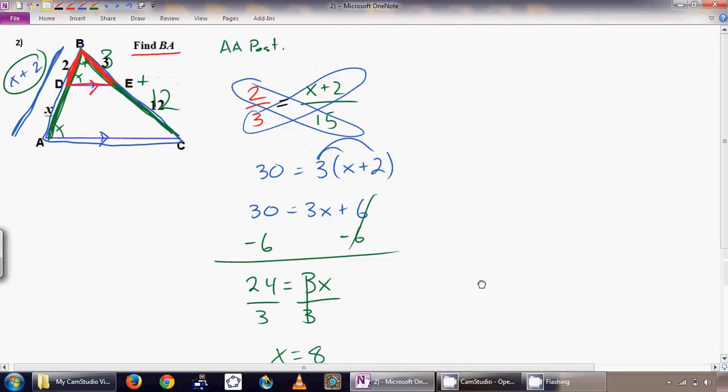But that's not necessarily my answer, right? If x equals 8, that means this side here is 8, and this side up here is 2. They want to know the length of BA. Well, BA is x plus 2. It's 8 plus 2. It's 10. Okay, so the length of BA is 10.